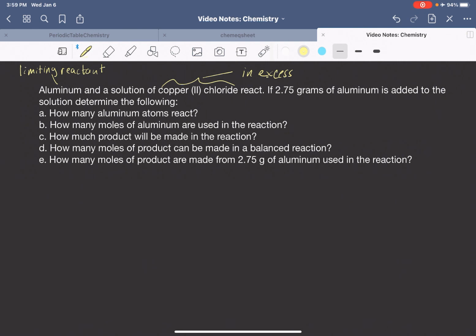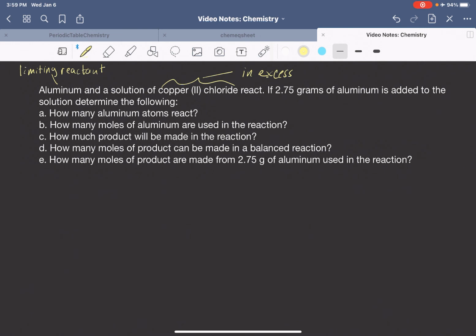If you think about it, the amount of chocolate chips determines how many cookies you could make. So the same is true here. We're assuming the aluminum is the limiting reactant, and it is determining the amount of products. We just have to assume that in this problem, okay? All right, so let's just jump in.